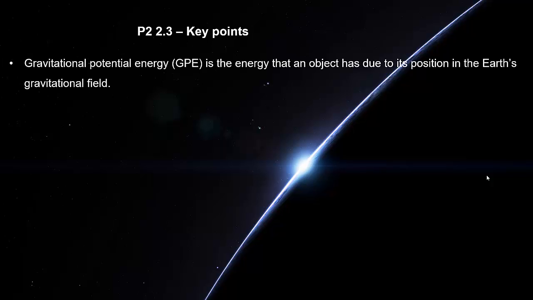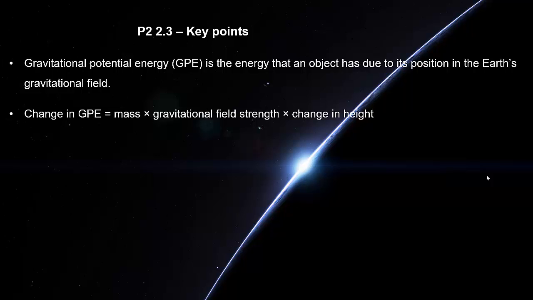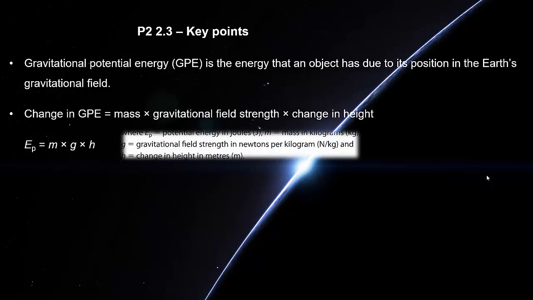Gravitational potential energy is the energy that an object has due to its position in the Earth's gravitational field. Change in GPE equals mass times gravitational field strength times change in height. An object's kinetic energy depends on its mass and its speed.